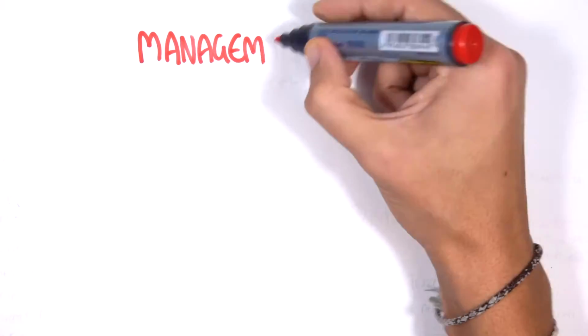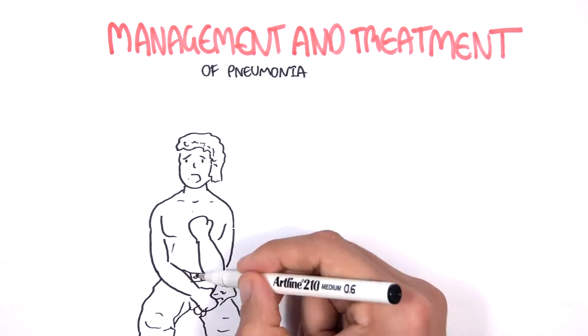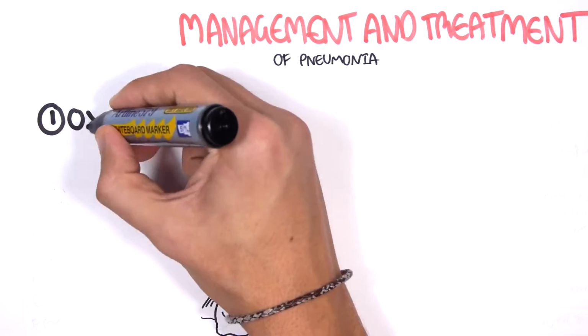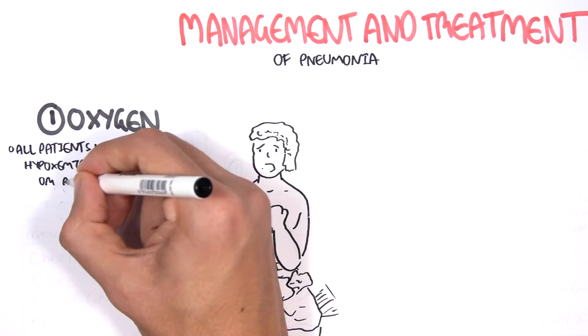So next is the management and treatment of pneumonia. So here we have a patient with pneumonia. Oxygen. All patients with tachypnea, hypoxemia, hypotension, and acidosis require oxygen.